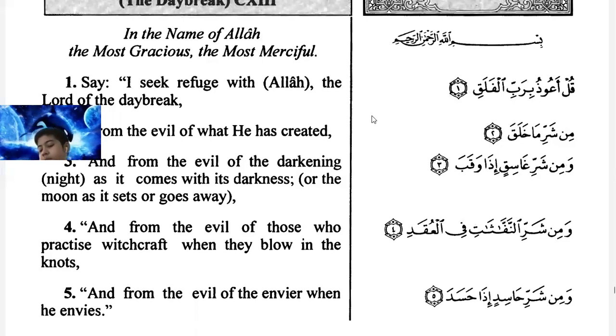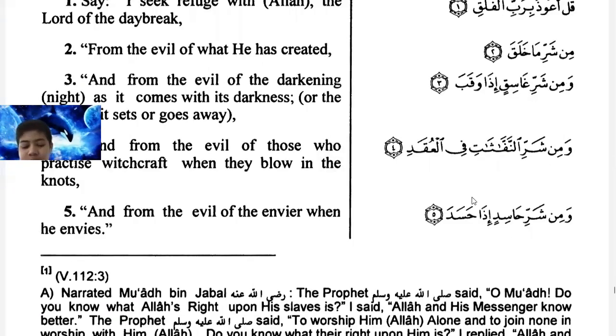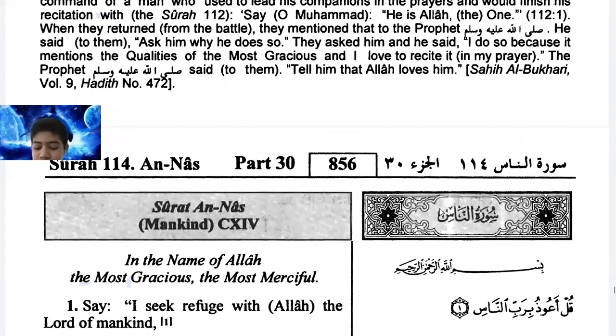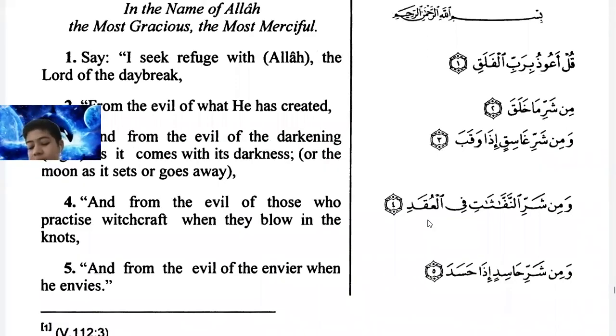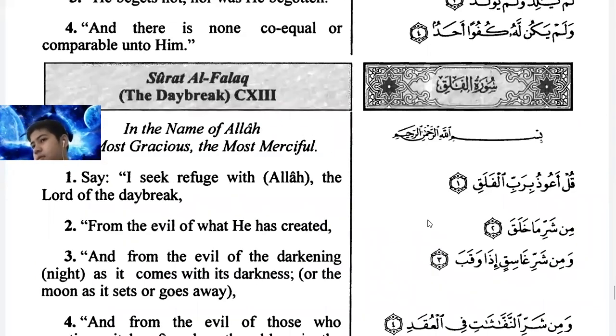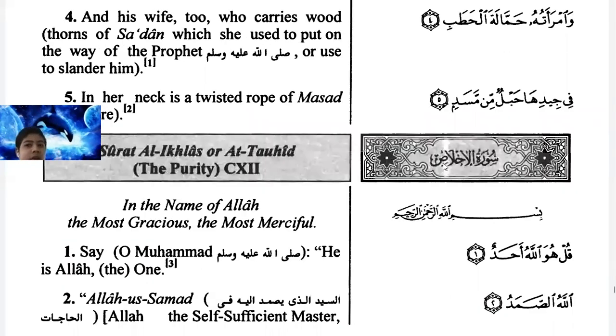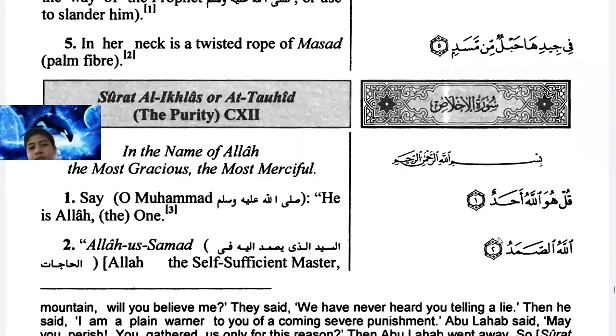Remember, next time I will ask you after waking up, did you read this surah or not? So every day in the morning recite Surah Falaq, and every day in the morning recite Surah Nas. Both of them, every morning. Next time we'll start Surah Ikhlas, so memorize it before the next class, okay?